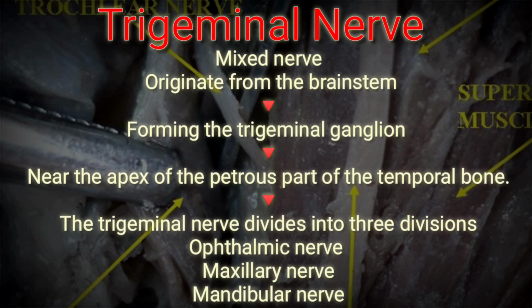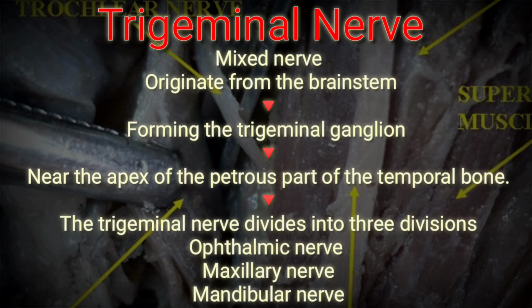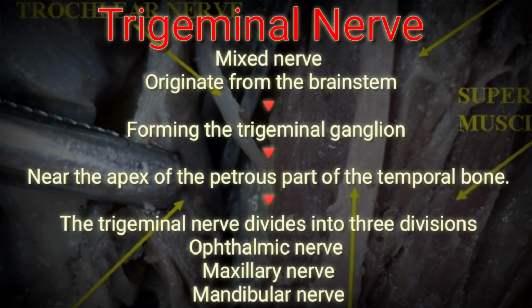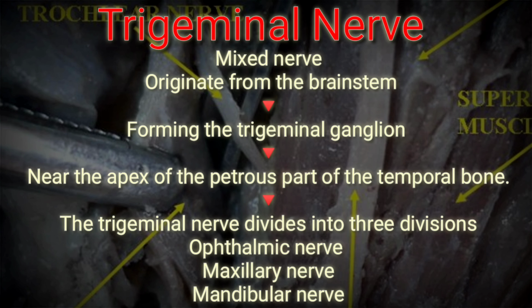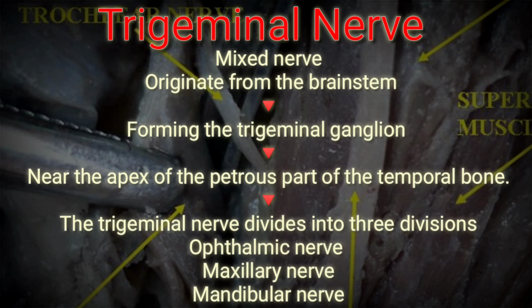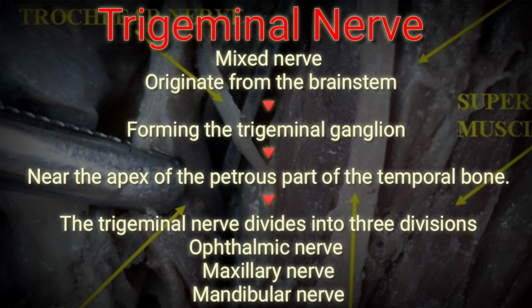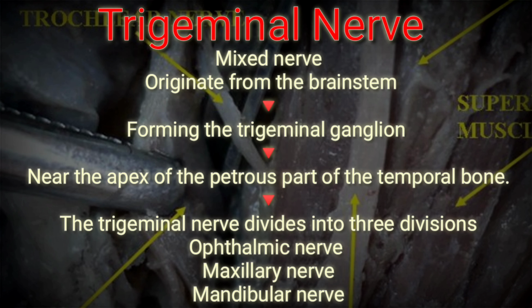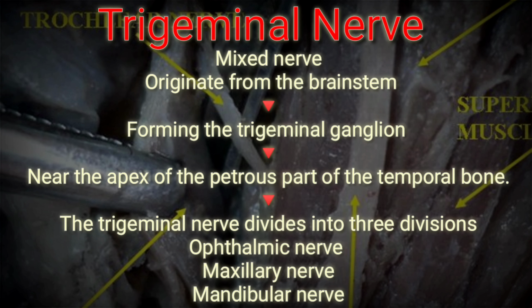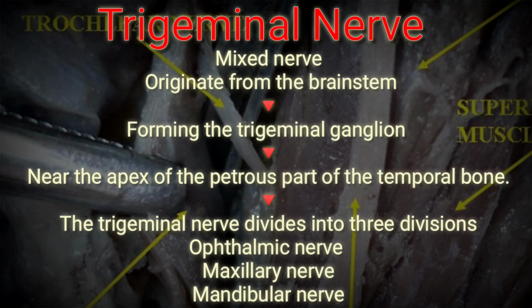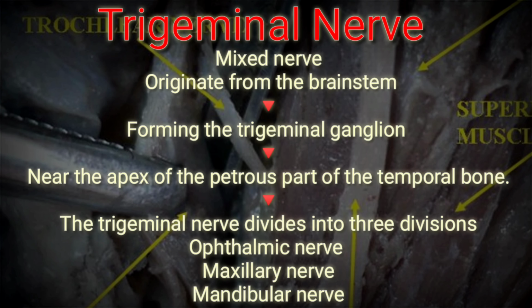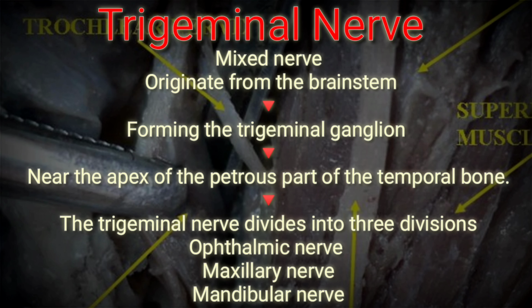Next one is trigeminal nerve, that is cranial nerve 5. The cranial nerve 5 is a mixed nerve containing both special visceral and general somatic fibers. The fibers originate from the brainstem forming the trigeminal ganglion near the apex of the petrous part of the temporal bone. The trigeminal nerve divides into three divisions: ophthalmic nerve, that is cranial nerve V1, maxillary nerve, cranial nerve V2, and mandibular nerve, cranial nerve V3.